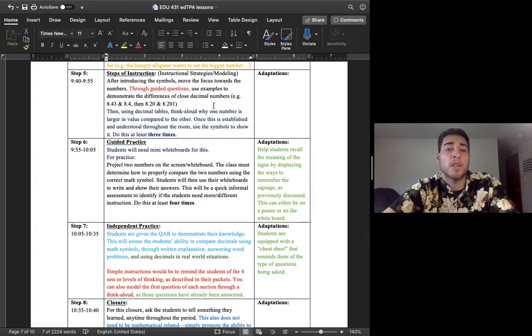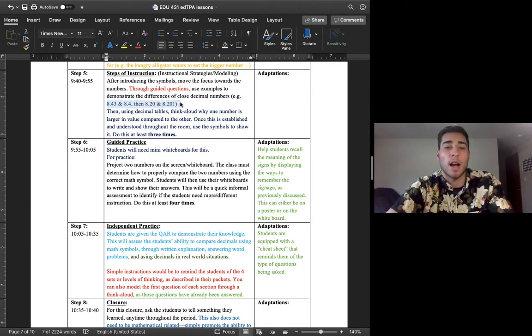So the steps of instruction then. After introducing the symbols, I'm going to move the focus towards the numbers. So through guiding questions, use examples to demonstrate the differences of close decimal numbers. So just a couple examples I have here: the 8.43, 8.4, and then 8.20 and 8.201.